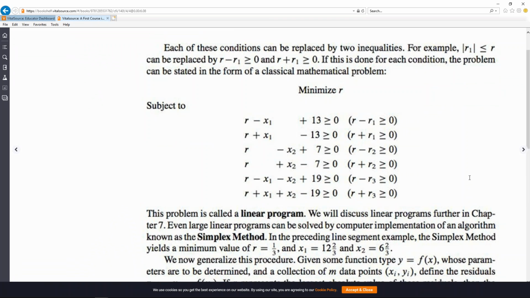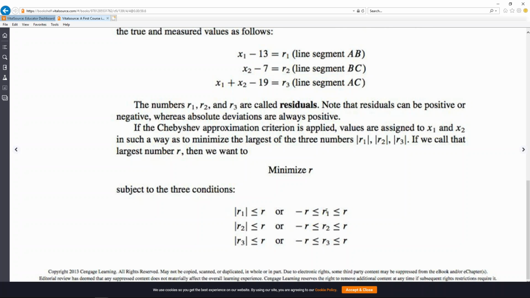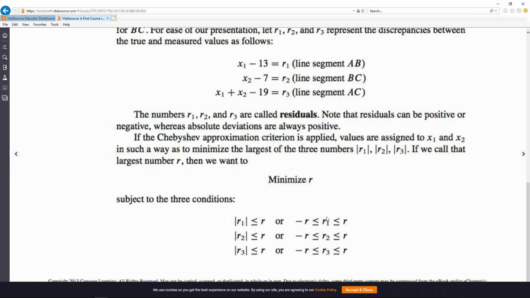And then the next thing that we did was each of these conditions can be replaced by two inequalities. For example, I already said R1 is larger than or equal to negative R, which is equivalent to R minus R1 larger than or equal to 0, and R plus R1 larger than or equal to 0. So essentially this side can be one equation, and the right hand side could be another equation, R minus R1 larger than or equal to 0, and on the left hand side R1 minus R less than or equal to 0.